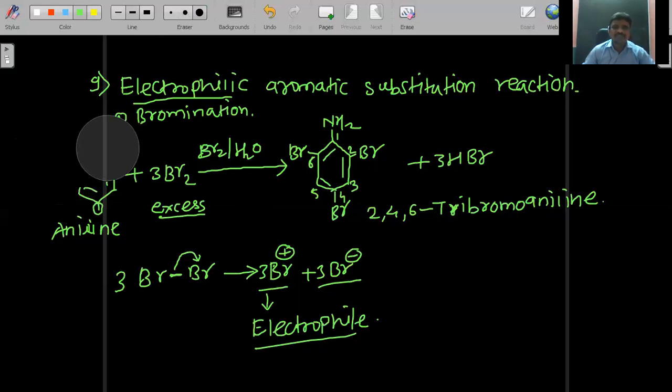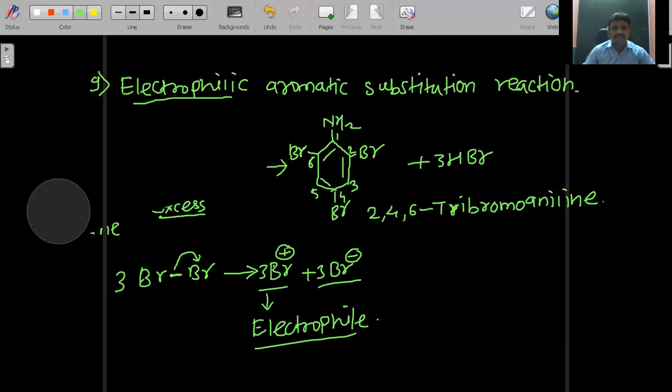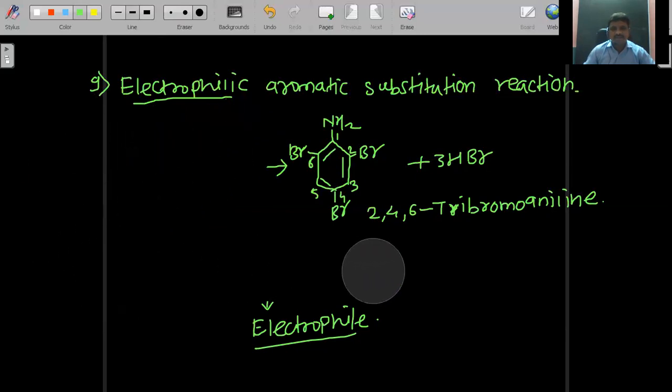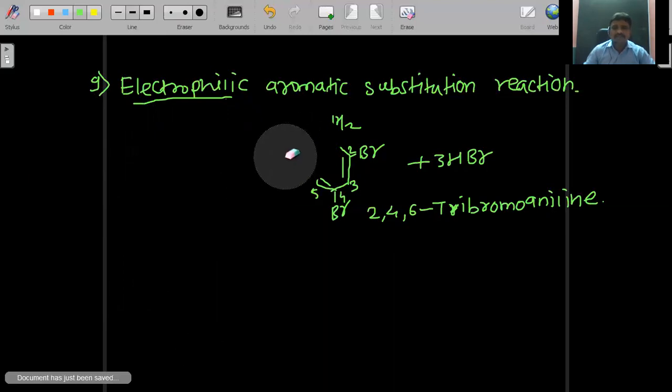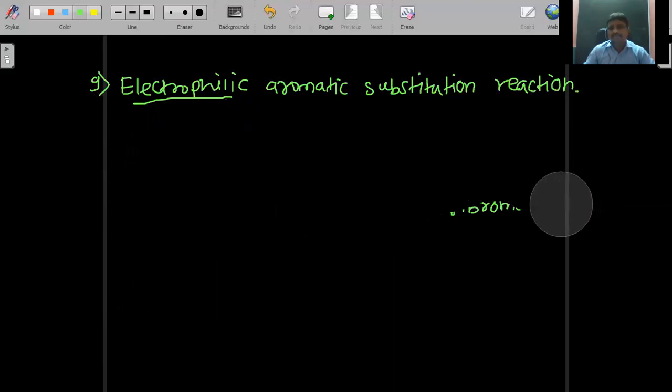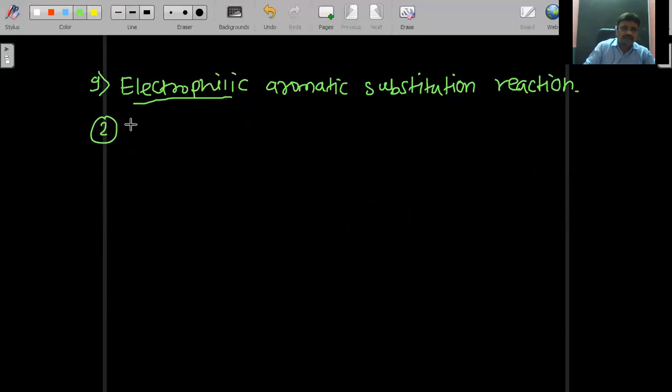Now the second reaction is the nitration reaction. Okay, and we know that nitration means introduction of NO2 group. So the second reaction is nitration of aniline. So what is aniline? Aniline means NH2 group is attached to the benzene ring.